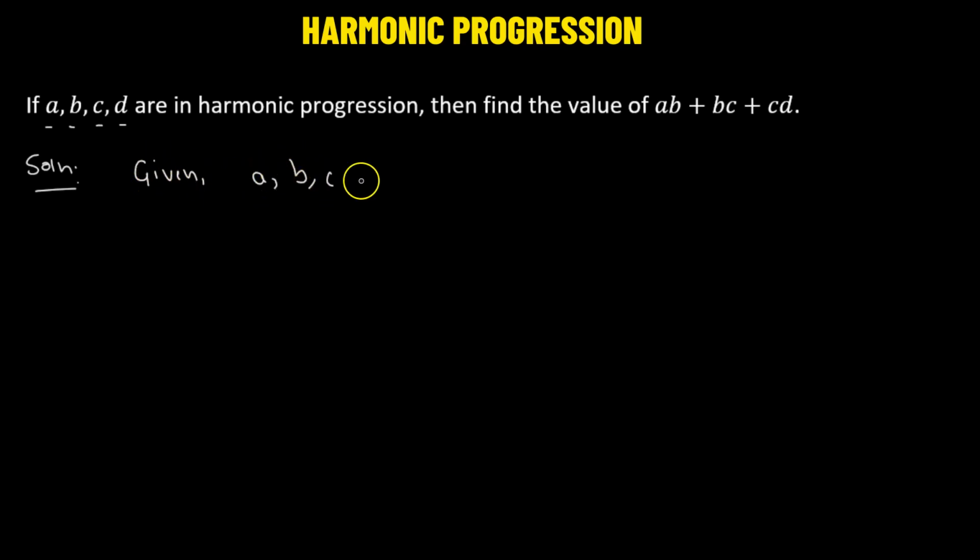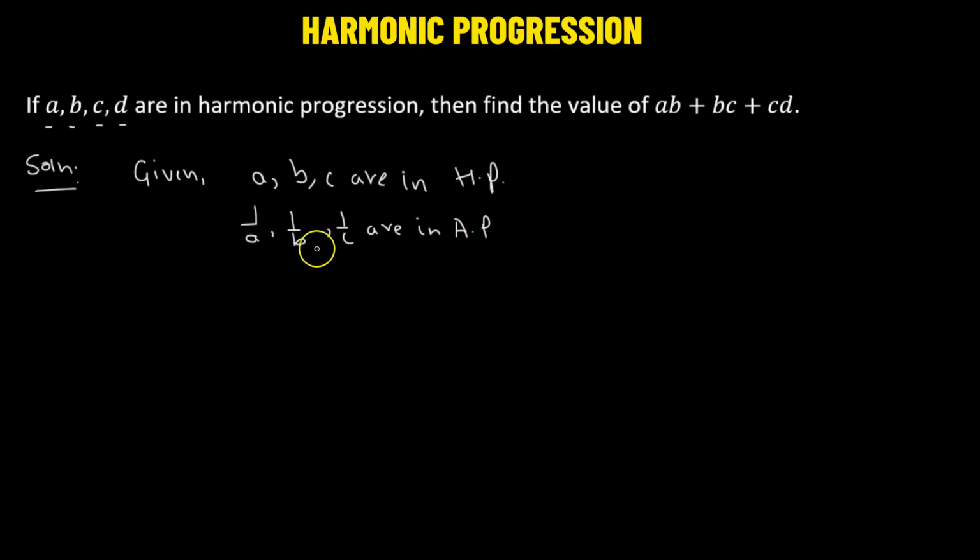Now since A, B, C, D are in harmonic progression, then we can also state that A, B and C are in harmonic progression. We are only considering the first three terms. Now, if A, B, C are in harmonic progression, that means the reciprocal of each term, so 1 over A, 1 over B, and 1 over C, these three terms are going to be in arithmetic progression.